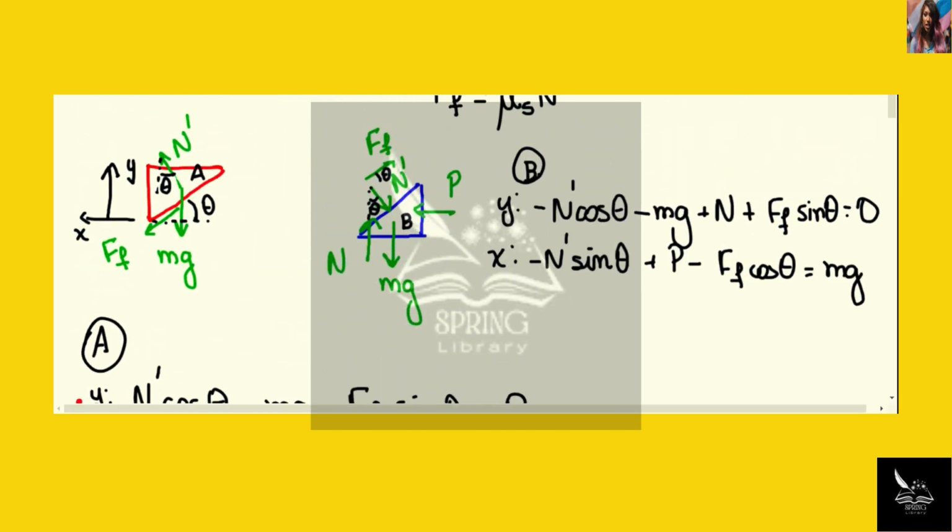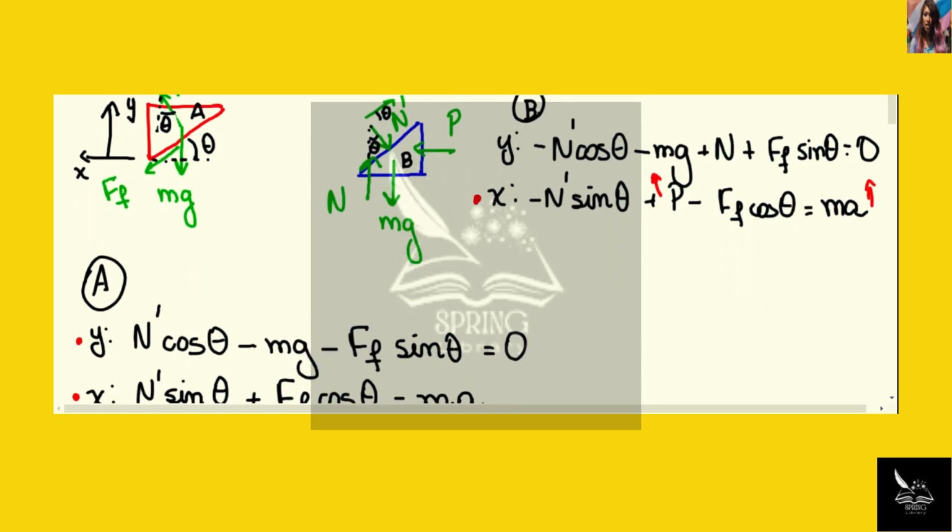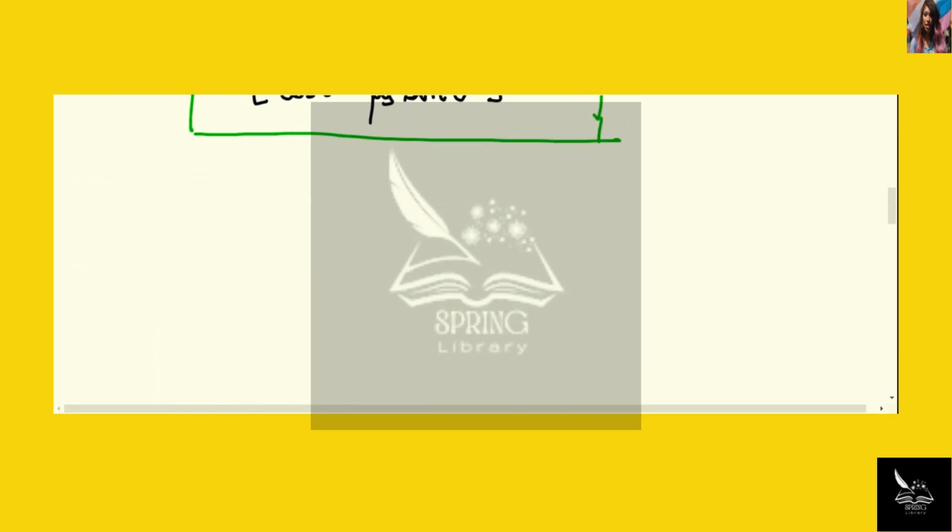Now, let's go back to block B and work with the equation for the x-coordinate. Actually, there's an error here. This shouldn't be mg, this should be ma. I'm so sorry for that. Mass times the acceleration, because it's the sum of the forces. Now notice that the maximum acceleration corresponds to the maximum value of p. So we can isolate p in this equation with the acceleration we just found and find the maximum value of p.